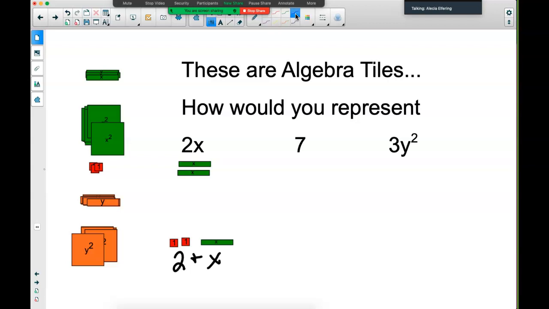That's it. So what do you think I'd put if I want 7? Put that, Carson. 7 units. Just 7 ones. So 1, 2, 3, 4, 5, 6, and then 7. That means 7. Simple as that. Okay, how about 3y squared? How would I show that?